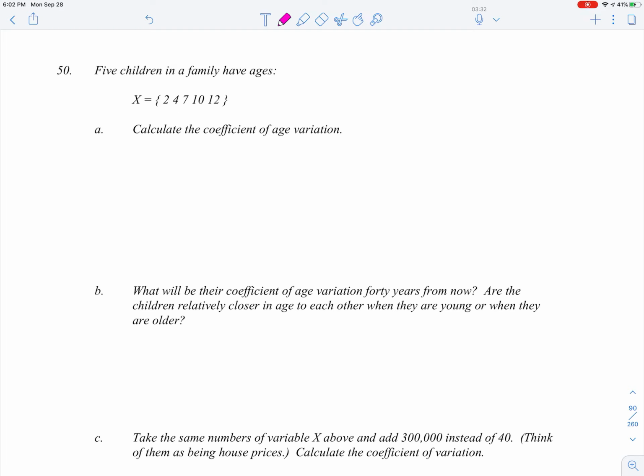Let me drive this home with an example here. These are 5 children that have ages in the family here. Let's calculate the coefficient of variation. And what I'd suggest that you do here is that you stop the video at this point and you actually calculate the mean and the standard deviation, and then calculate the coefficient of variation, which is a measure of relative spread.